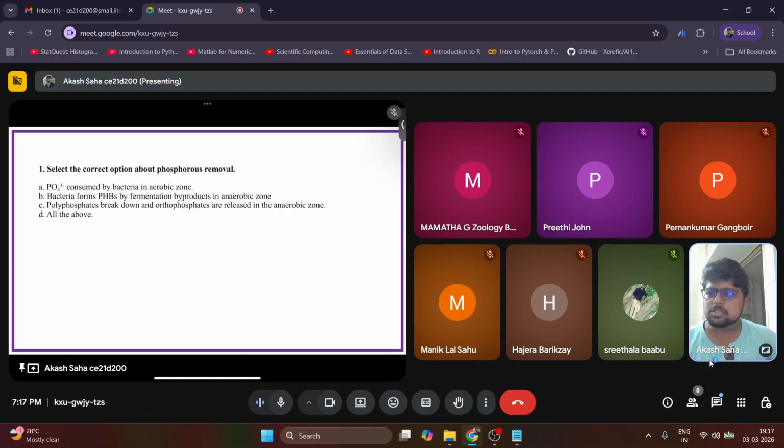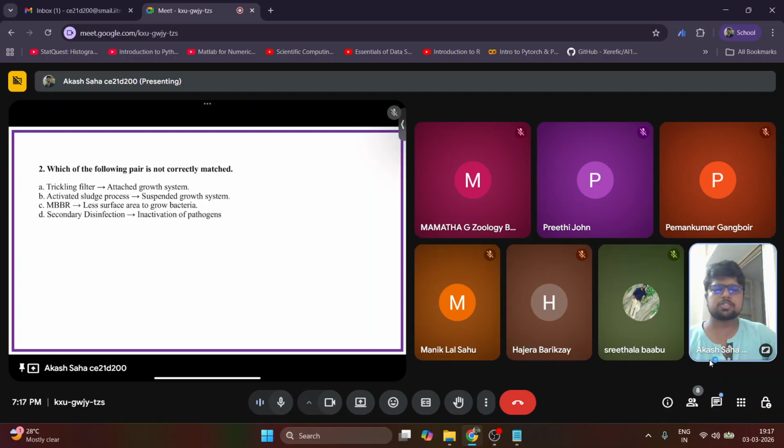Then this bacteria will form this PHB or PHA in the anaerobic zone, right? And then the polyphosphates are broken down and orthophosphates are released in the anaerobic zone. So this is the intracellular polyphosphate that we are talking about, right? So all of them are correct.